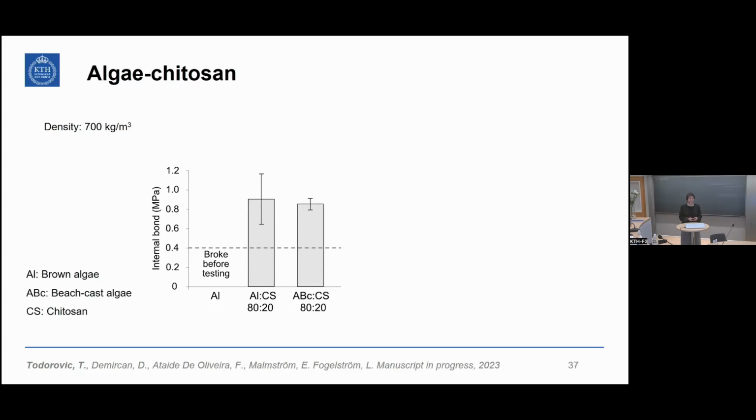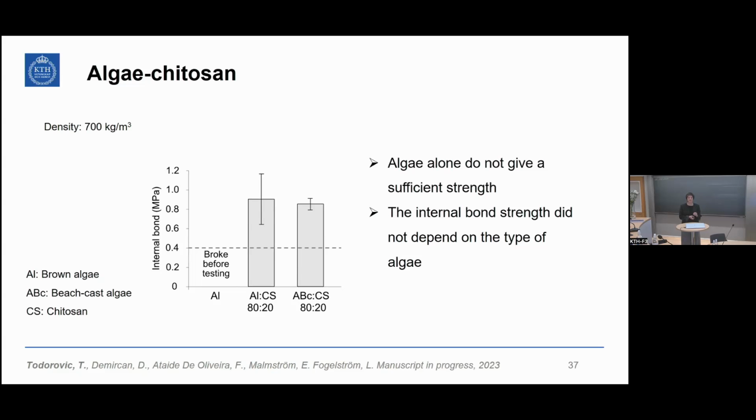In the algae chitosan adhesives, we used brown algae and beach cast algae in an 80 to 20 ratio of algae to chitosan. And particle boards that were prepared with only algae broke easily after pressing or before testing, similar to hemicelluloses alone. But when chitosan was used in the adhesive, the strength was significantly higher. And what was important, the internal bond strength did not depend on the type of algae. So both brown algae and beach cast algae have similar strength, which is very important because then we have more algae as raw material.